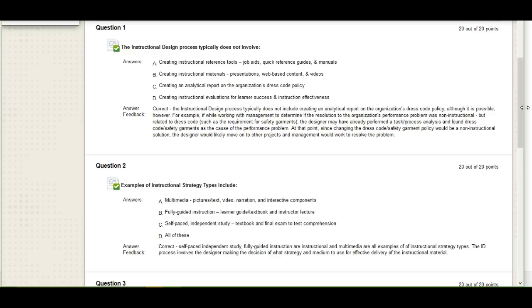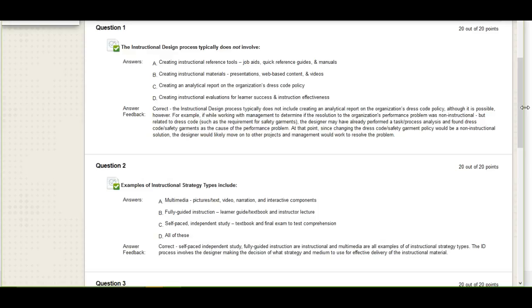Question 2. Examples of instructional strategy types include A. Multimedia, such as pictures and text, video, narration, and interactive components. B. Fully guided instruction, such as learner guides or textbooks and instructor lecture. C. Self-paced independent study, such as a textbook and then a final exam to test reading comprehension. Or D. All of these.